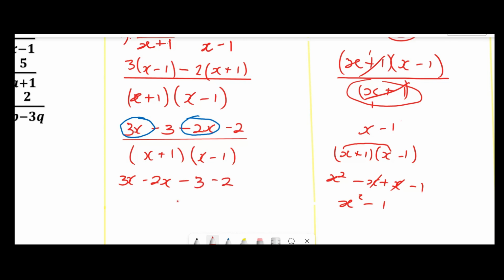The signs are very, very important. Whenever you are writing a term, make sure you bring the sign. All right, the signs are very, very important. Okay, so let's get our denominator, and that's going to be x plus 1, x minus 1.